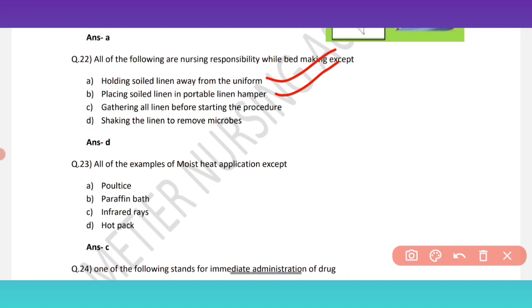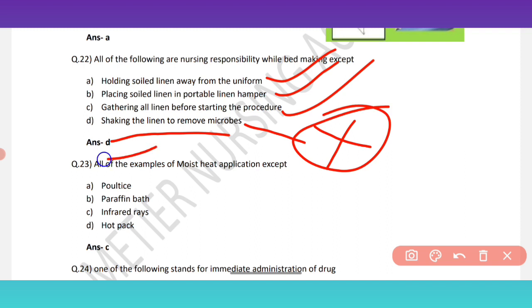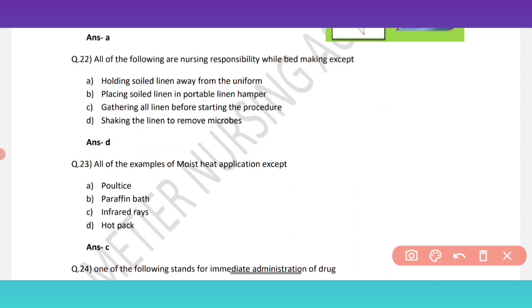Gathering all linen before starting the process. Obviously, before doing bed making, we will gather all the linen and then we will start the bed making. Arranging articles is very important before doing the procedure. This is also the right one. Shaking the linen to remove the microbes will cause what? Cross infection. So we should not do this. So here the right answer is option D.